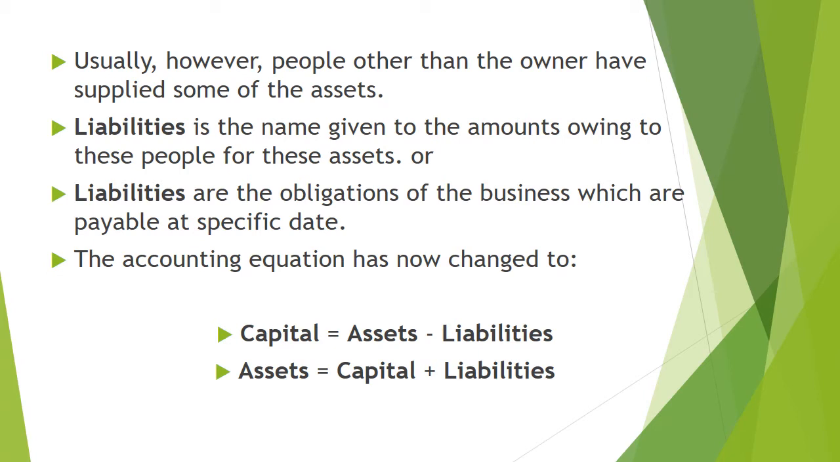The amounts which are given by the outsiders are called liabilities. And what are the liabilities? Liabilities are the obligations of the business which are payable at a specific date. These are the obligations, responsibilities, debts of the business. The accounting equation has no change: capital is equal to assets less liabilities. It can also be: assets is equal to capital plus liabilities.